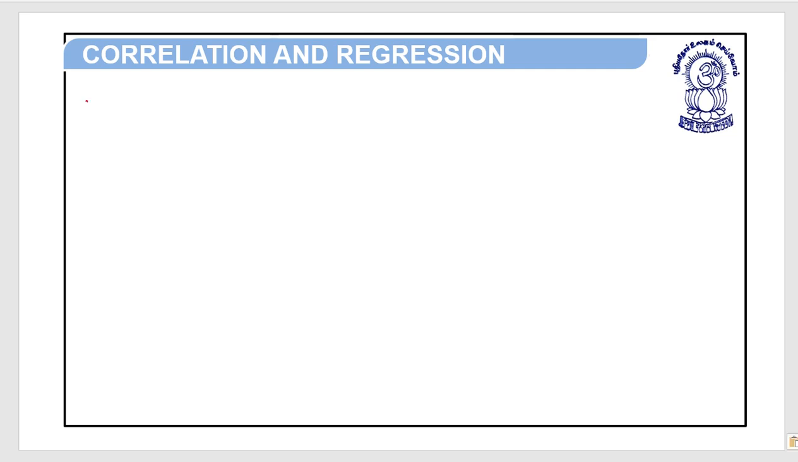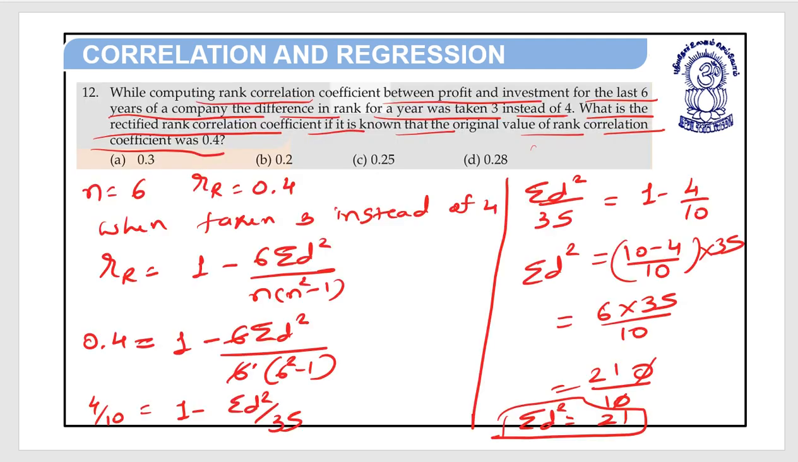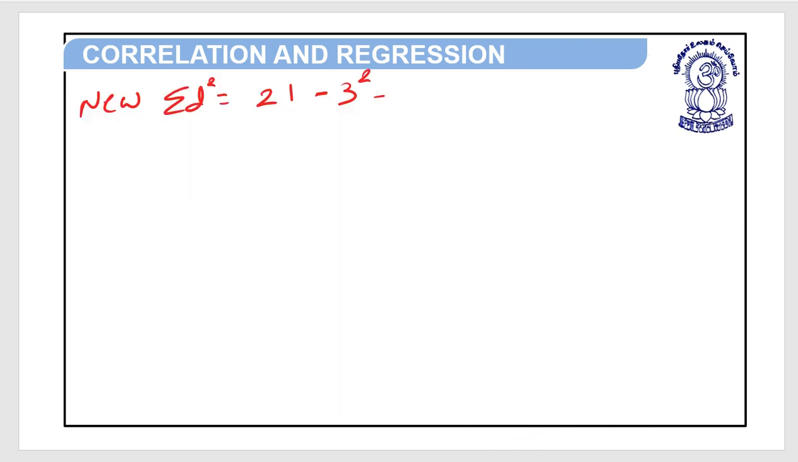So new sigma d square is equal to 21 minus, instead of 4 we have taken 3, so minus 3 square plus 4 square. 21 minus 9 plus 16. 37 minus 9 is equal to 28.